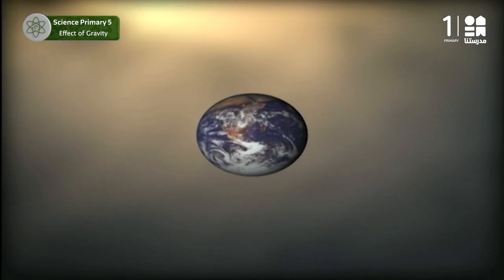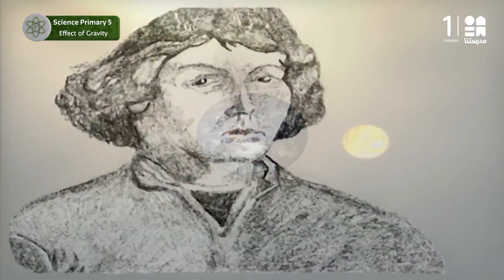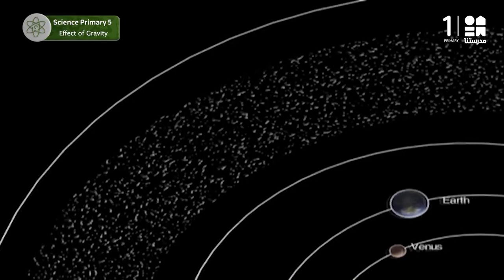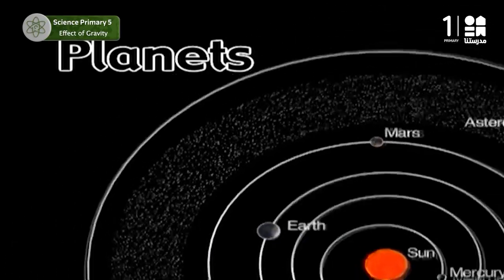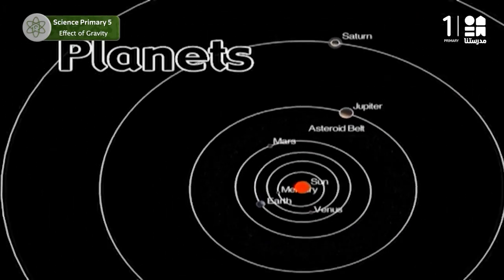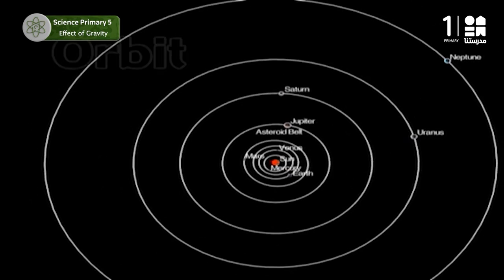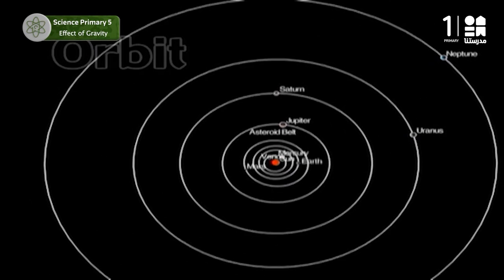Ancient astronomers believed that Earth was the center of the solar system and that the sun and other bodies revolved around Earth. But in 1543, Nicholas Copernicus stated that Earth and the other planets revolved around the sun. Planets are major celestial bodies orbiting the sun. Earth is a planet. The planets travel or revolve around the sun in a path called an orbit.